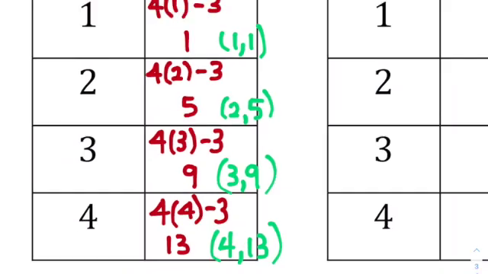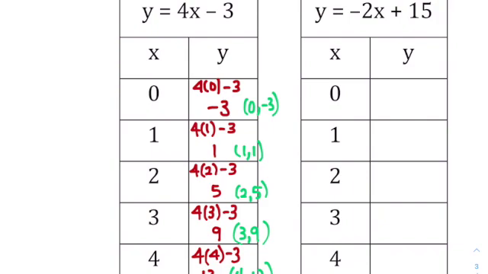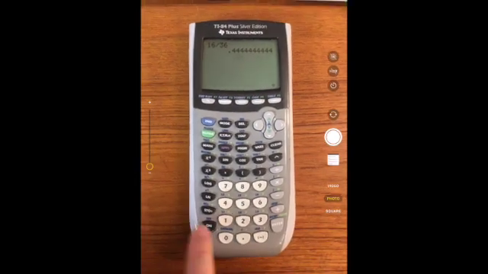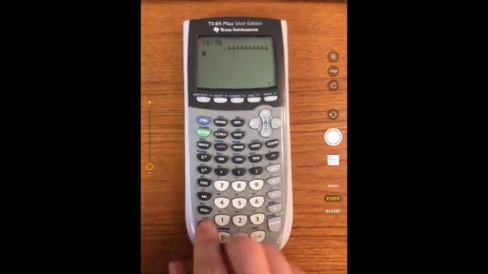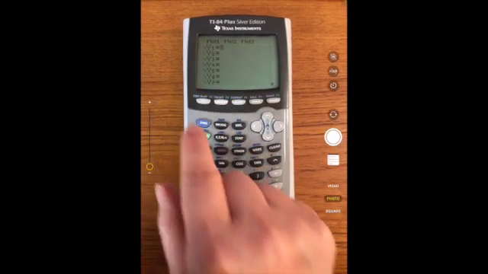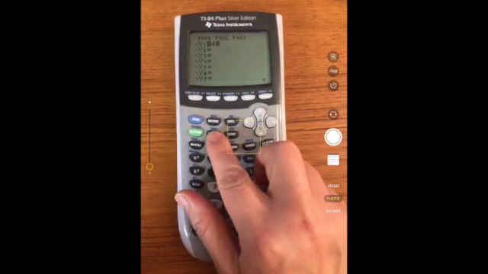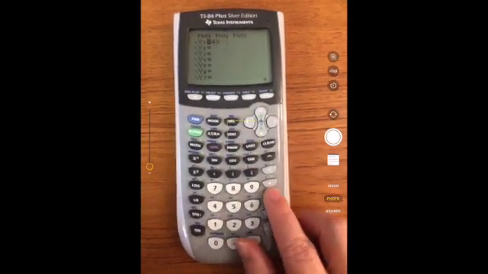Okay, so now I would like to show you guys how to do that on the calculator. I turn on the calculator and go to y equals. The equation is 4x minus 3.